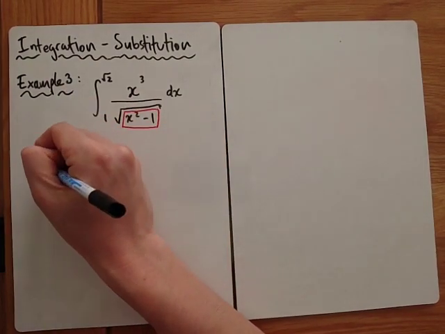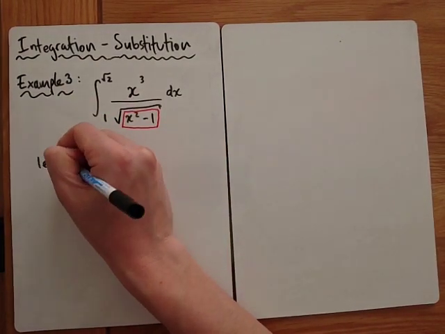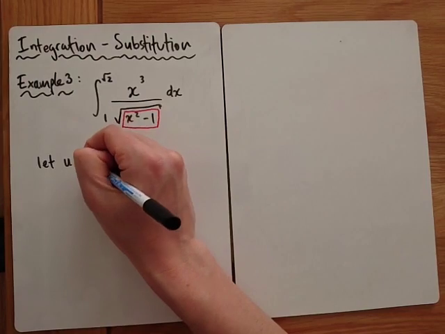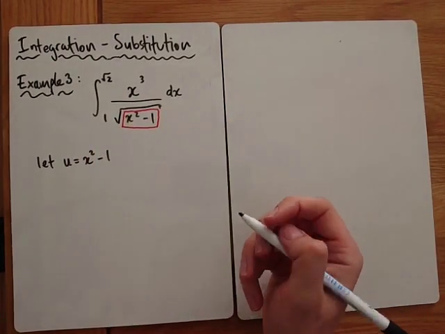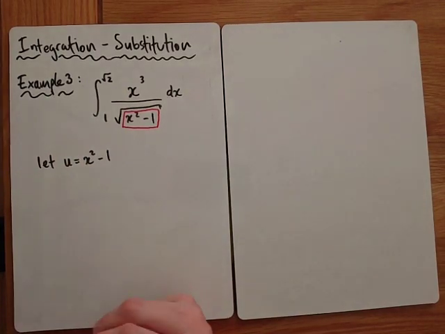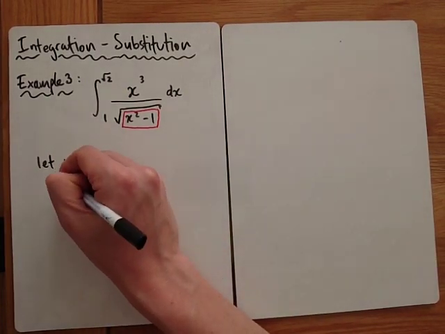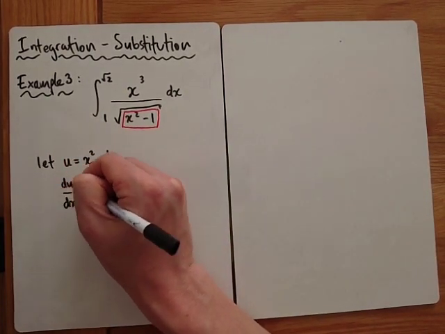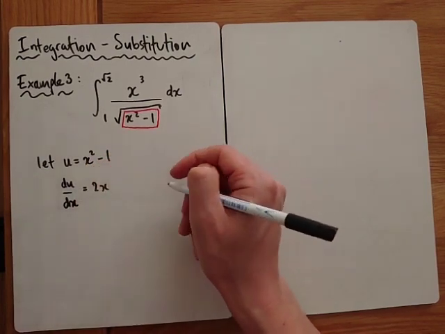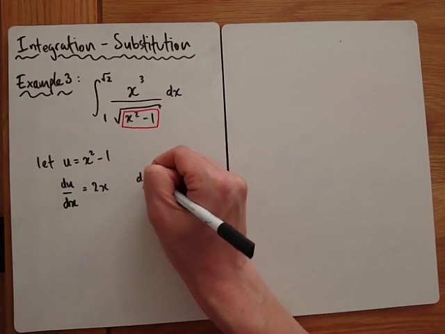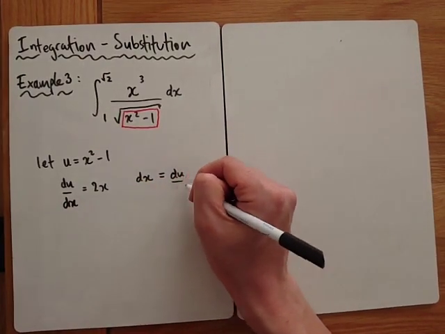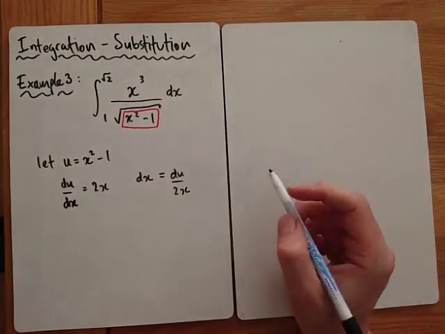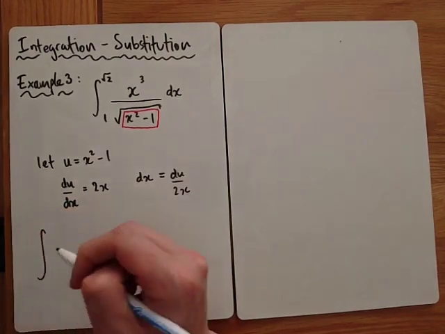so we're going to just start by letting u equal x squared minus 1. Okay, I'll worry about the limits a bit later after we've integrated. So du by dx will equal 2x, dx would equal du divided by 2x. Substitute in and see what we can do.